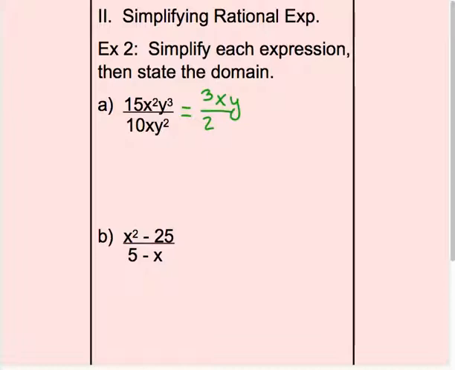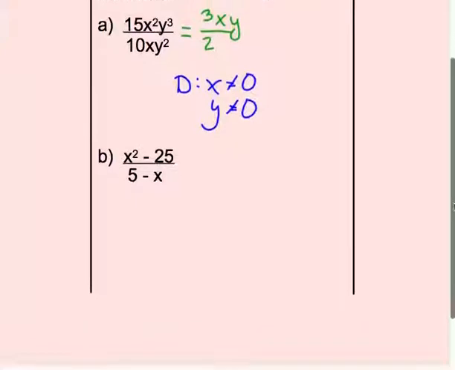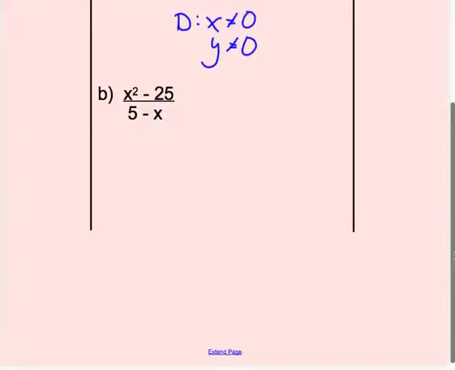Second piece is we are going to state the domain again. Now when we're looking at the domain, we have to look at the original expression, not the simplified form, because originally x and y were both in the denominator, which means neither one of them can be equal to 0. Even in our simplified expression, x and y cannot equal 0.